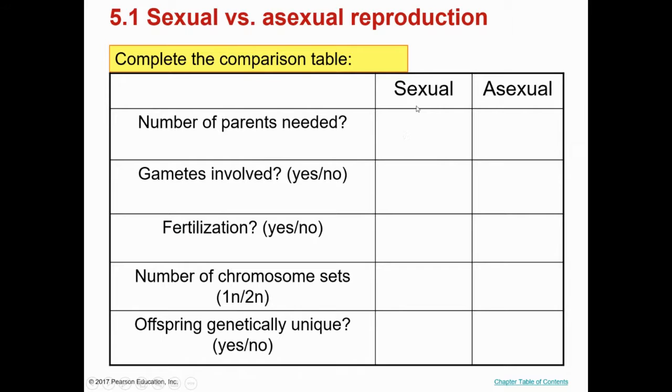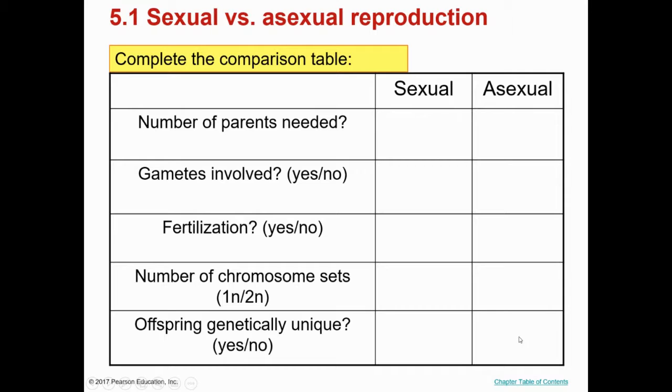So now, if you would like to pause the video and go through the comparison table in determining for each of these, is there one parent or two? Are gametes involved, yes or no? Is fertilization involved, yes or no? How many chromosome sets? So they give you 1N or 2N. I would also add the terms haploid and diploid here. And then if you want to add the chromosome number for humans, that would be great. And then are the offspring genetically identical, yes or no? So go ahead and pause the video and fill out the chart.